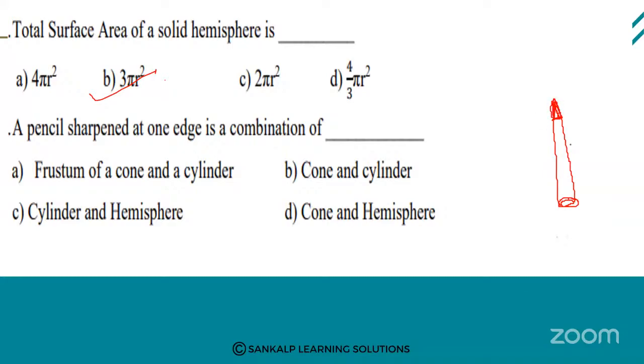Now this pencil is the combination of frustum of cone and cylinder, cone and cylinder, cylinder and hemisphere, cone and hemisphere. Yes, this is the combination of cone and cylinder, because this is the shape of cone and this is cylinder. So this is cone and cylinder. So option B is right.